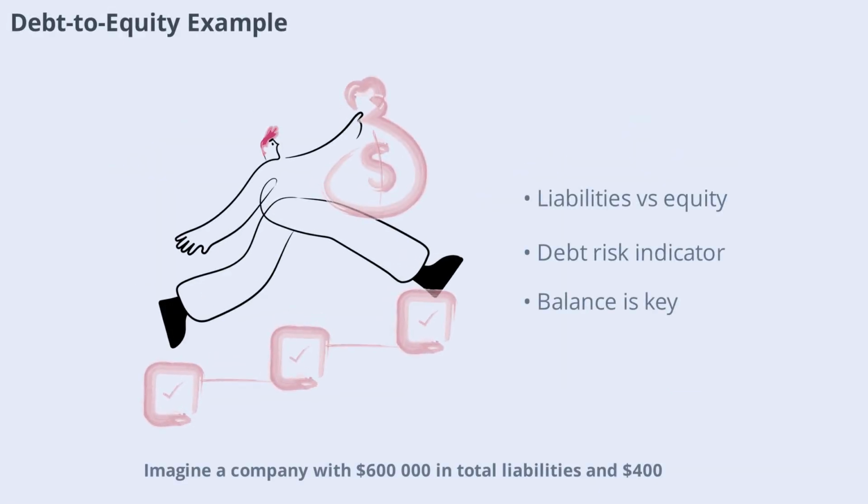Imagine a company with $600,000 in total liabilities and $400,000 in shareholders' equity. The debt-to-equity ratio would be 1.5. This means the company has $1.50 in debt for every $1 of equity. A rising ratio could signal increasing risk, especially if earnings are volatile.